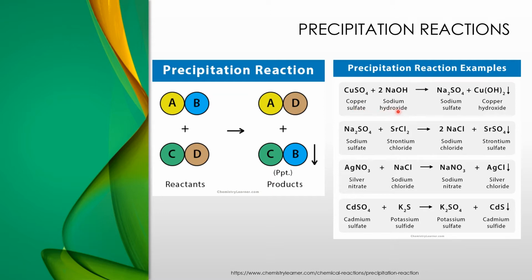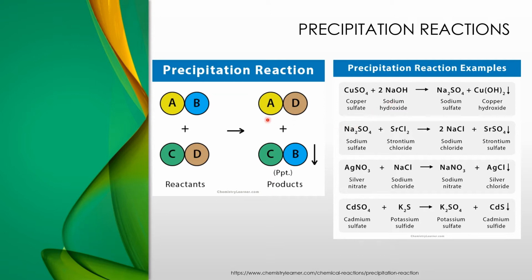In both of these examples, they would be aqueous. So copper sulfate dissolved in water and sodium hydroxide dissolved in water. Now, we have two separate solutions, one with copper and sulfate ions, A and B, and one with sodium and hydroxide ions, C and D.